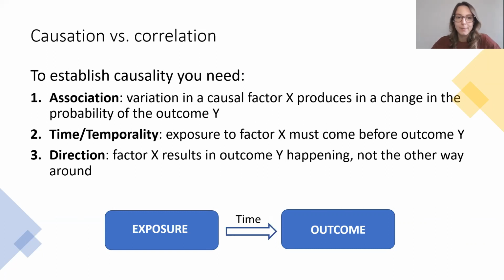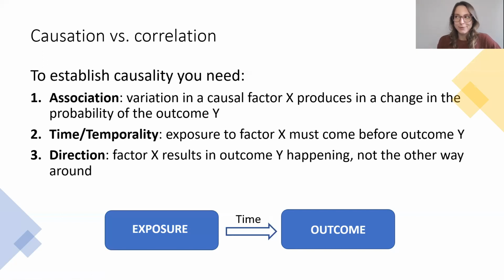The second criterion that you need in order to have a causal relationship is some aspect of time, or temporality. The exposure, whether it's a substance or a risk factor of some sort, has to come before the outcome Y. The third criterion is direction. Essentially, you need to know that it's the factor X that's causing the outcome Y. It's not the other way around. So the direction is only one way.